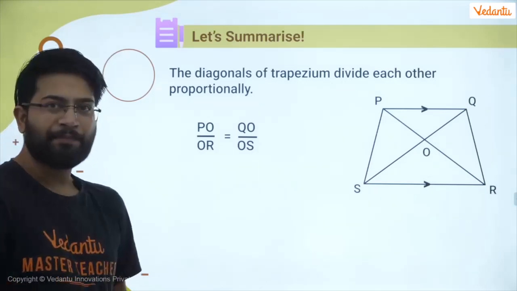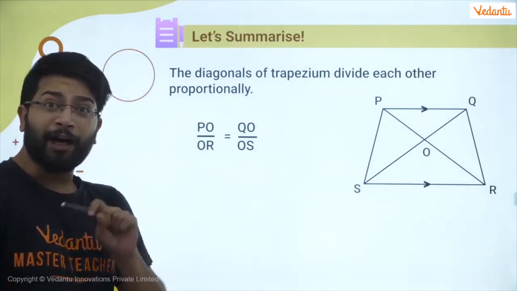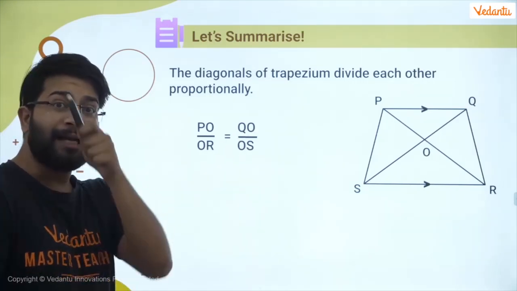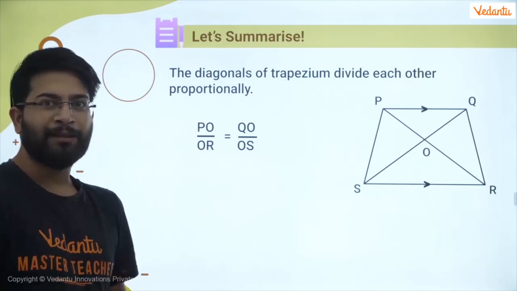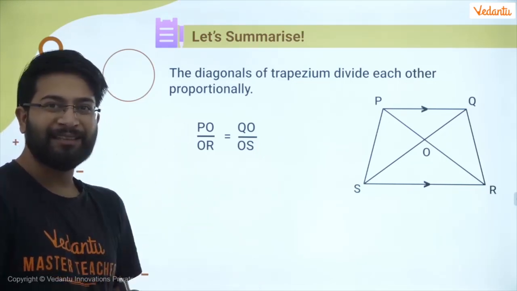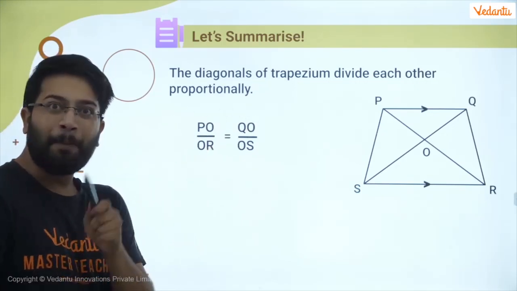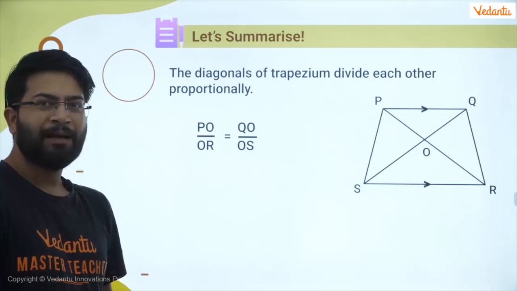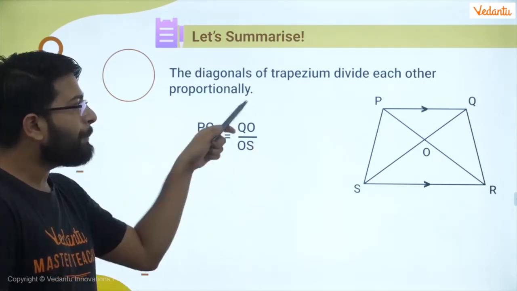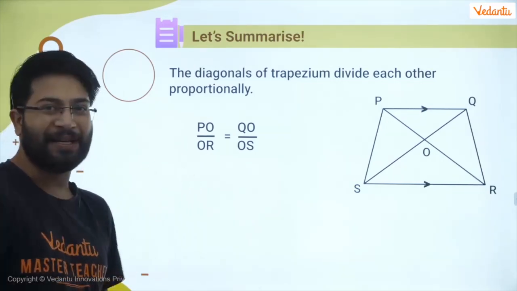In this class, we have seen some very important applications of BPT. The first one, that in the trapezium, the diagonals bisect each other in the same proportion. And how did we prove this? With the help of some construction, we constructed a line passing through O, which is also parallel to PQ and SR. Then we took two triangles, one is PSR and one is PQS. In both the triangles, we applied BPT and we got the result.